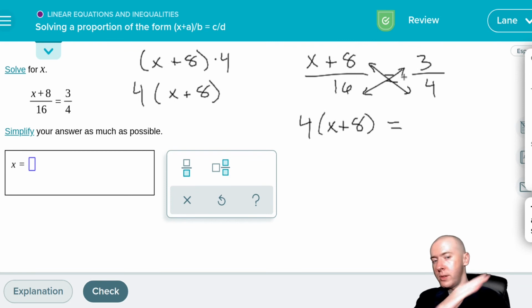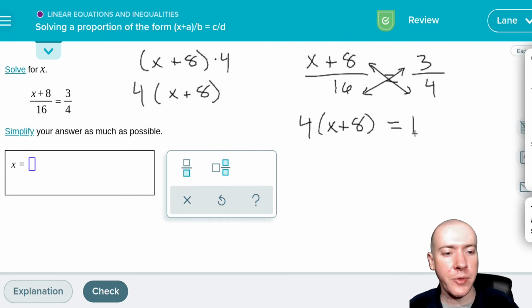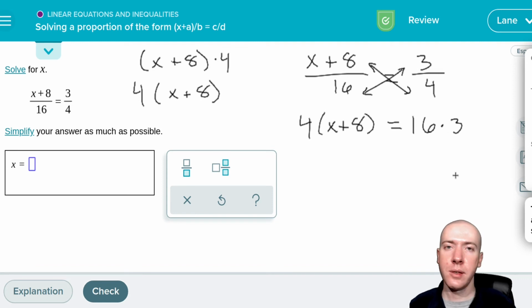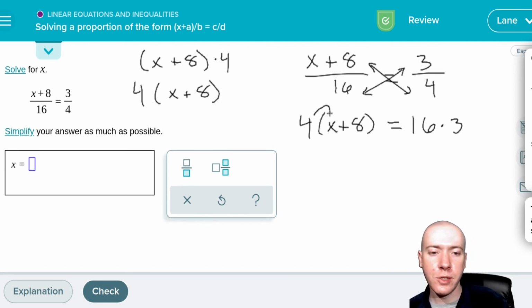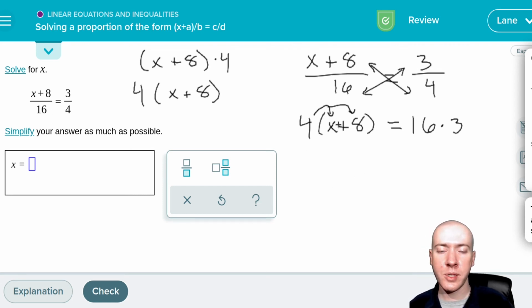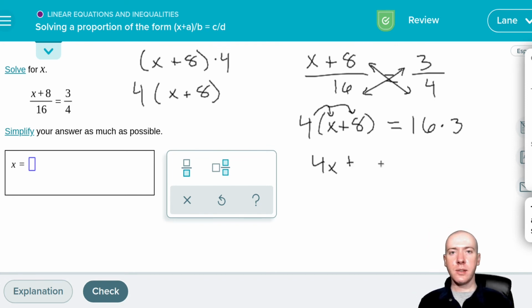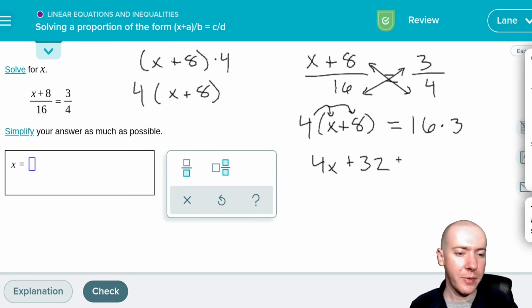All right? Now on the other side, so we did the multiplication for this line. Now we need to do the multiplication for this line. What is 16 times 3? That's what is going to go on the other side. All right, in our next step, we need to distribute the 4 on the left-hand side. 4 times x is just 4x. Then we have a plus sign. And then 4 times 8 is 32, right? 32. Then we have our equal sign.